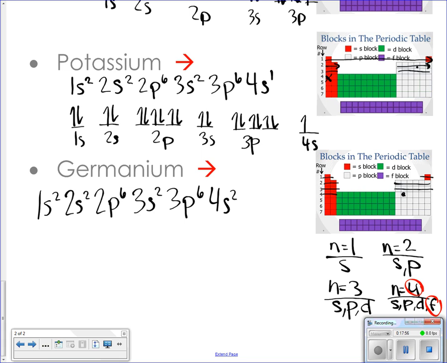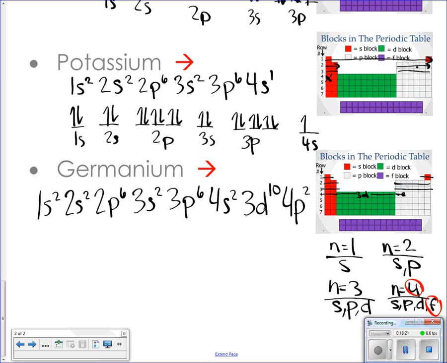Remember, this is our first D sublevel. So this is called 3D. So then we go through our 3Ds, and there are 10 electrons in the 3D. And now we have to go back up because this is our 4p. So we go back up to 4p, and there are 2 electrons before we get to germanium. So this is our electron configuration.